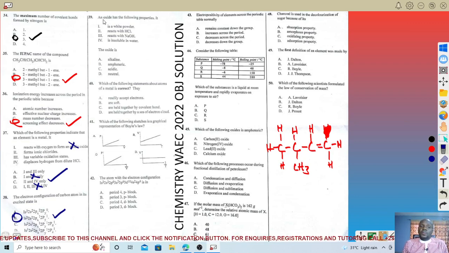The next is an oxide that has the following property. It's dash: a white powder, reacts with acid, reacts with base, insoluble in water. Think about amphoteric oxide. Think about aluminum oxide. And this is amphoteric in nature.